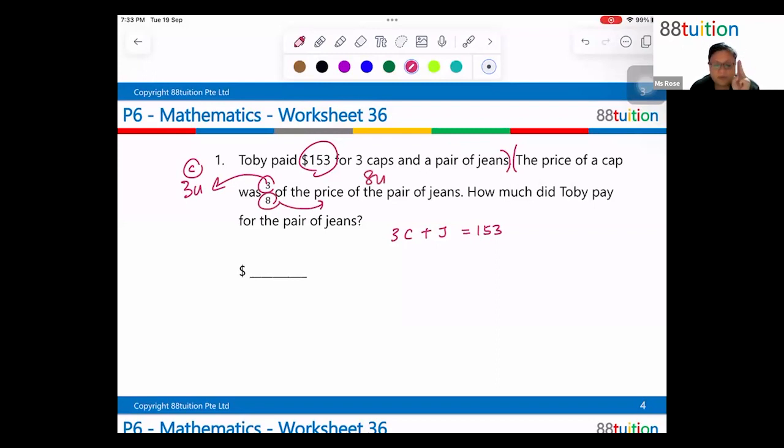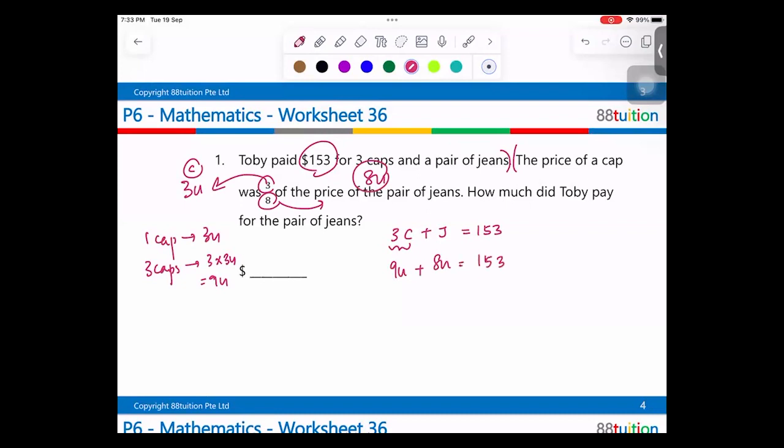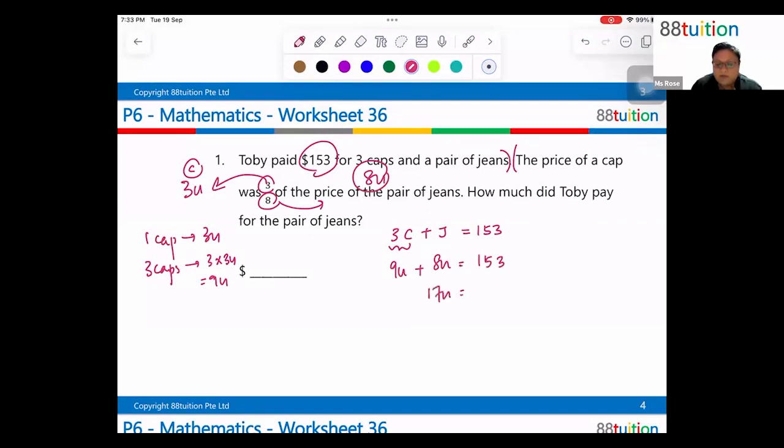So if 1 cap is 3 units, that means 3 caps would cost 9 units. So we have this to be 9 units, replace it. And a pair of jeans costs 8 units, so $153. So that means 17 units is 153. So 1 unit will be 153 divided by 17 to give me $9. So how much did Toby pay for the pair of jeans? So the pair of jeans is 8 units.